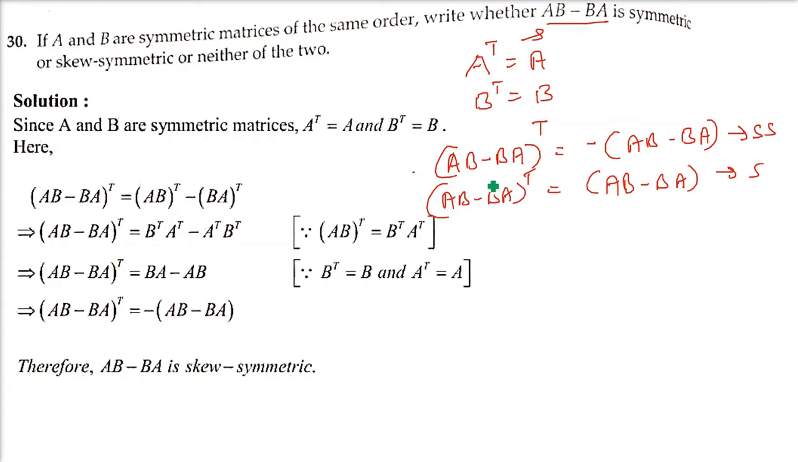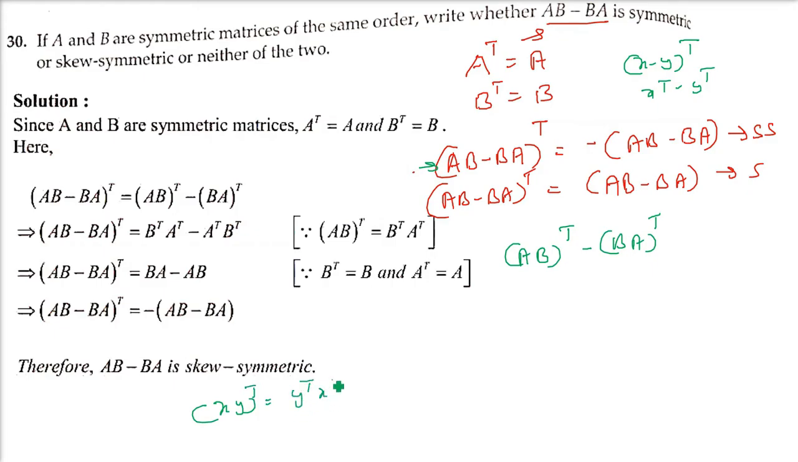Please remember, whenever we take X minus Y transpose, this is equivalent to X transpose minus Y transpose. So AB minus BA transpose is AB transpose minus BA transpose. Now, one more thing. If XY transpose we write, it will be Y transpose X transpose. This will be B transpose A transpose minus A transpose B transpose.